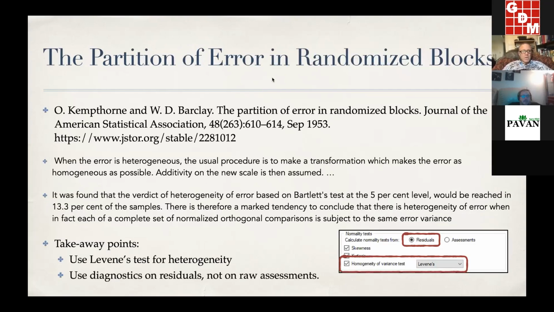Just a brief note on the partition of error in randomized blocks. I decided to stick it here in the middle, that they considered tests of heterogeneity and homogeneity. And they found that the heterogeneity of error in Bartlett's test was reached at a much higher rate than 5%. At the 5% level, it is reached in 13% of the samples.